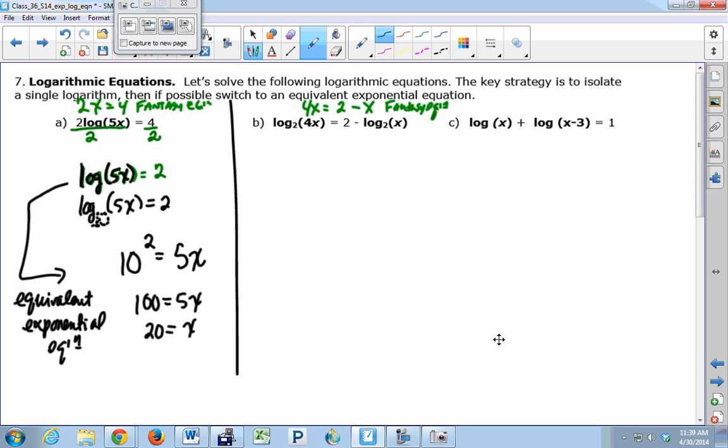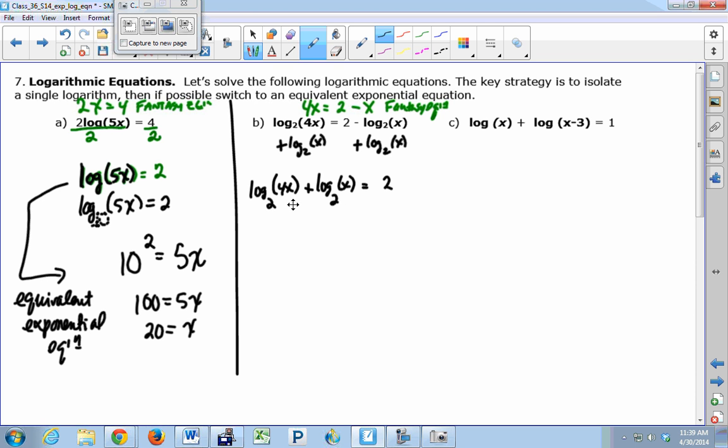So it's no different, folks. You add log base 2 of x to both sides. So what do I have on the left side? Log base 2 of 4x plus log base 2 of x equals 2. My fantasy equation would have looked like 4x plus x equals 2. Now, in my fantasy equation, I add 4x and 1x to get my single term.